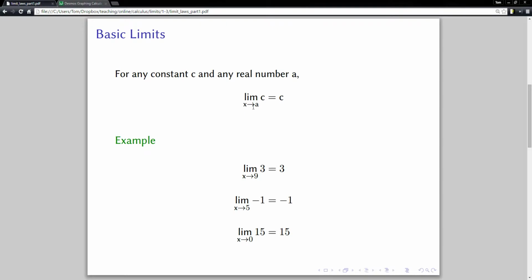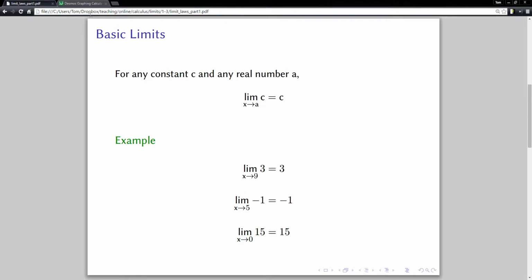The limit as x goes to a of a constant function, just a number, is always equal to that constant itself. So here are a few examples of that. If I have the limit as x goes to 9 of the function 3, well, that just equals 3. And there's nothing special about the 9. Any value here for the a of a constant function is just going to be the constant function itself.